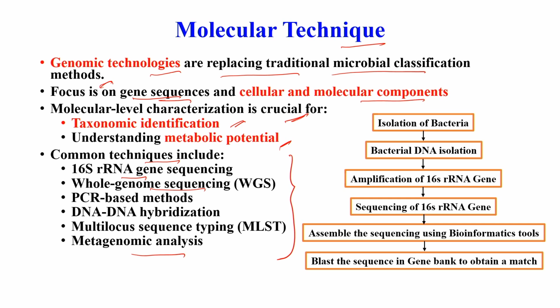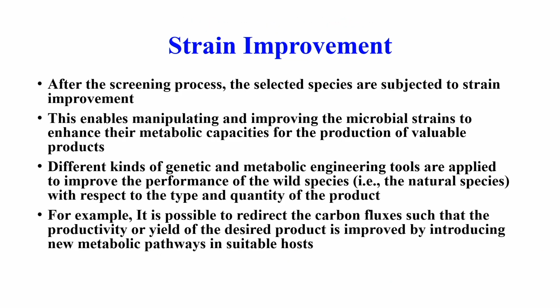So, once you get this sequence using a bioinformatics tool, you have to BLAST the sequence against GenBank to obtain a match. It tells you whether this is a 99% similarity, 90% similarity, or less similar to a particular species. So, once you have isolated the strain, next comes strain improvement.